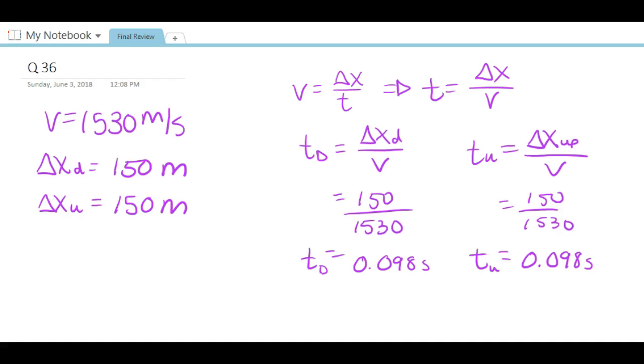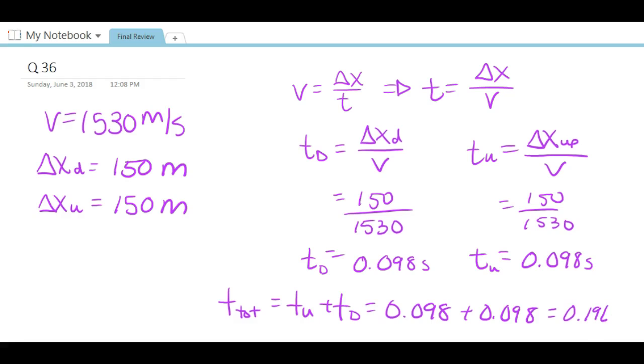Now the question is asking how much time before the dolphin hears the echo. So that's going to be just like projectiles when we found the total time of a parabola up and down. We're going to add those two times together because that's going to take the time to go from the dolphin to the floor, then from the floor back to the dolphin. So you end up with a total time of 0.196 seconds till the dolphin hears the echo.